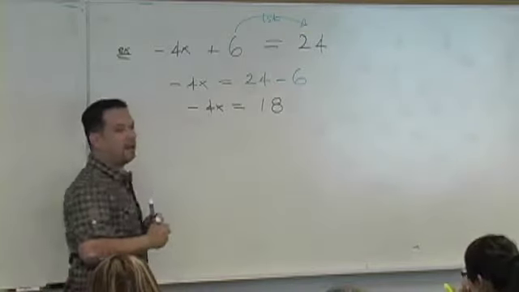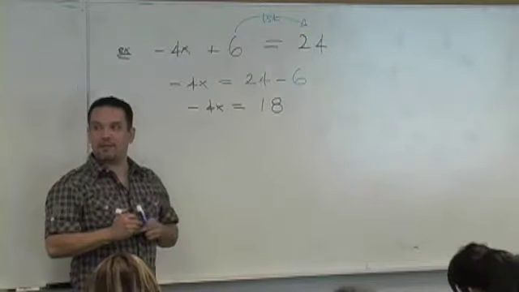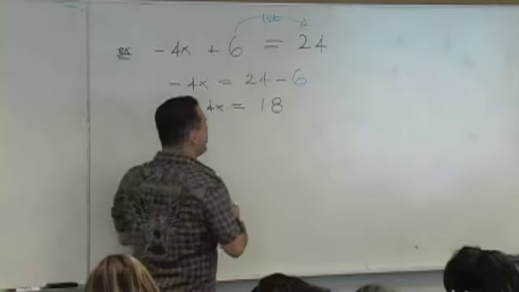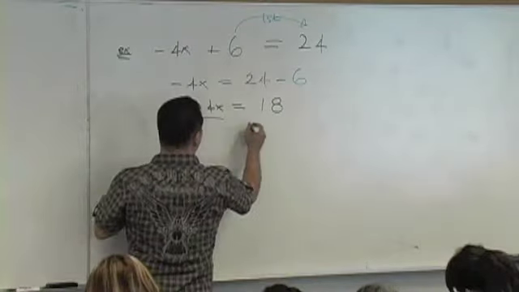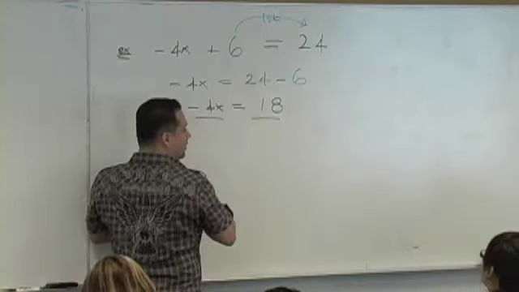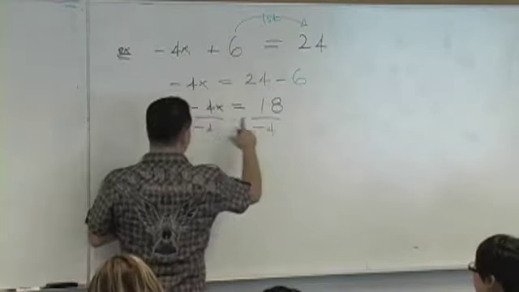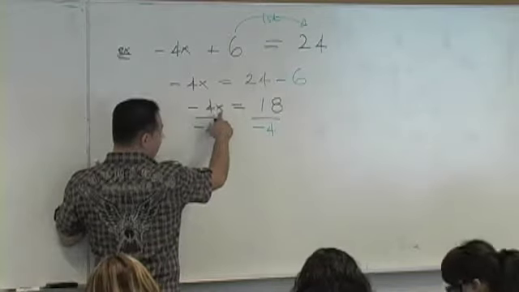You guys okay with that? Okay, you guys okay with this? Yes. Okay. What do you do now? Divide. Divide both sides by the negative 4. Why do you do that? Because you must isolate x. We're trying to get x by itself.